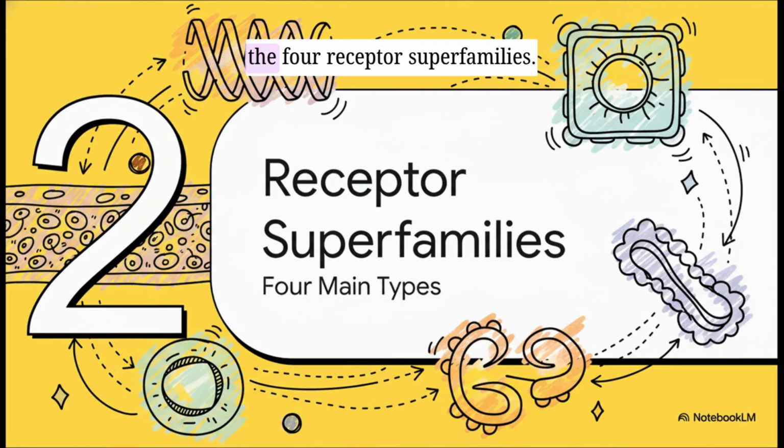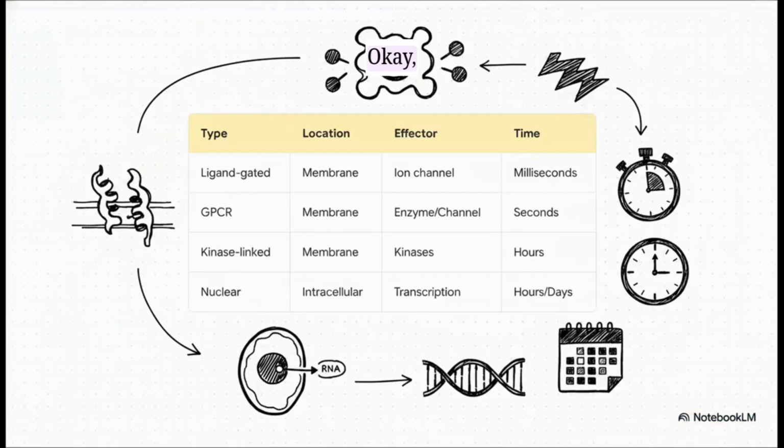Moving on to Part 2, the 4 receptor superfamilies. We can organize all these cellular targets based on their molecular architecture, and this categorization is going to form the backbone of your essay. Okay, listen up, because this is a massive, high-yield exam point. If you get a long essay question on this topic, you absolutely must draw out a comparison table showing the drastically different speeds of action for these 4 families.